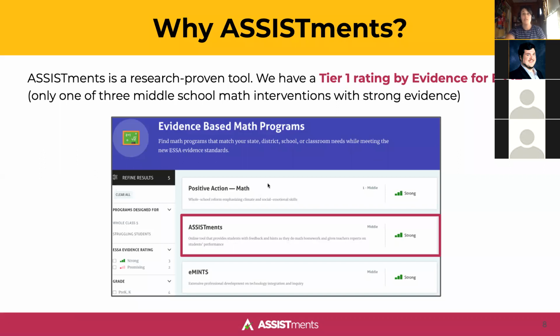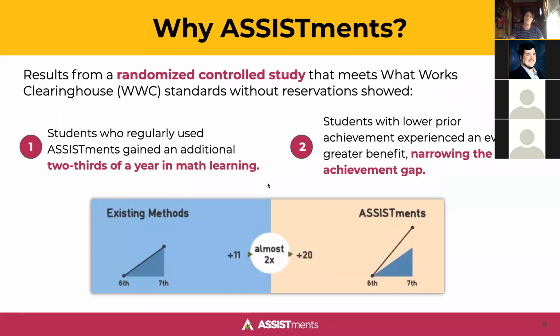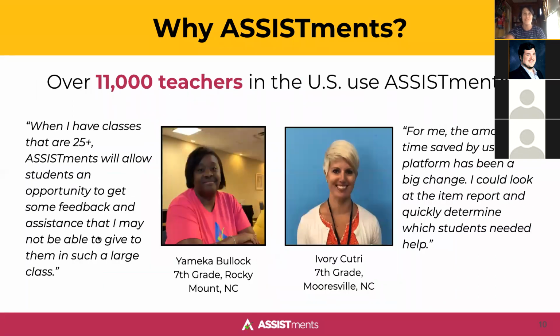And that is based on, let me just scroll through here. I've got 2 screens going, I apologize. That's based on a randomized control study that we ran in the state of Maine. And the results of that study showed that students gained an additional 2/3 of a year in math learning. And also ASSISTments lowered the achievement gap. So students who were lower performing actually had more growth. So we are a credible program to start.